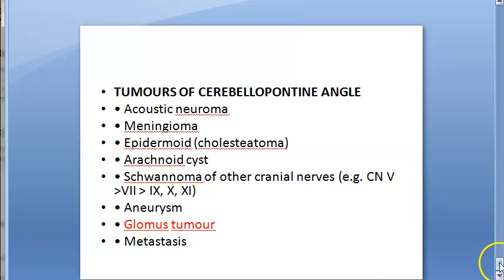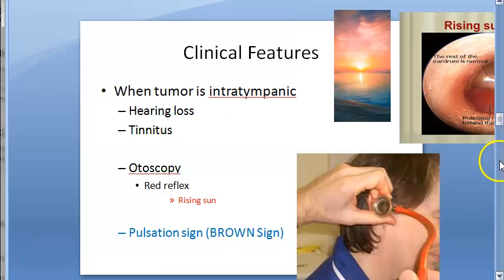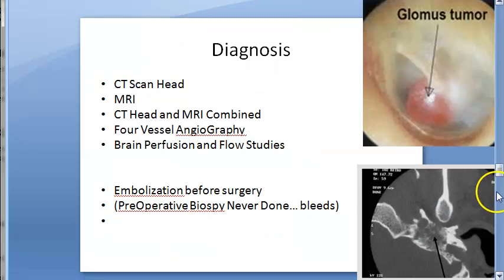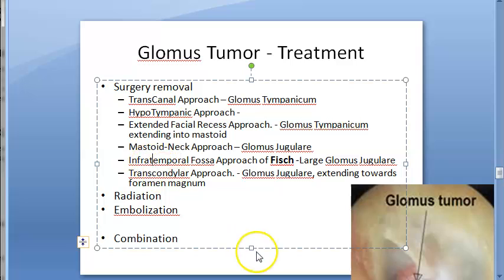Then that's all. Just remember some other terminology here, that FISCH was there, right? In treatment. This word also you try to remember, okay? Infratemporal fossa approach of FISCH, large glomus jugulare.